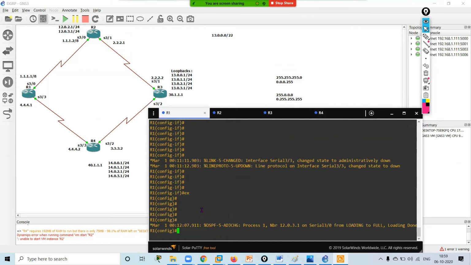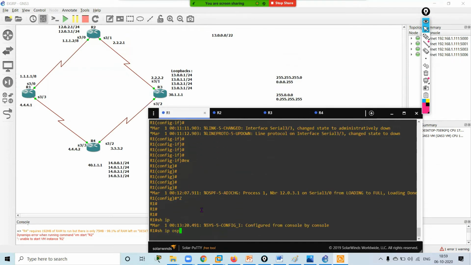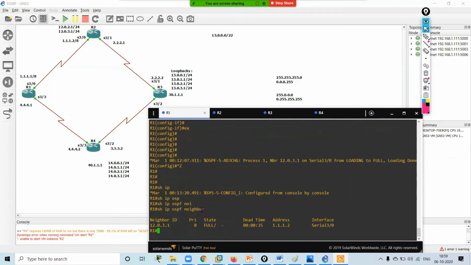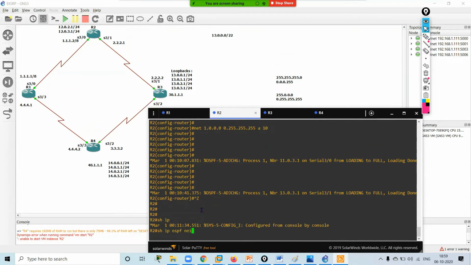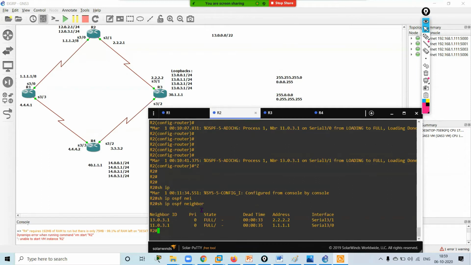Now let me go to R1 and check show ip ospf neighbor. I'll have one neighbor, that is my R2, 12.0.3.1. If I check the neighbors on R2, show ip ospf neighbor, two neighbors, 1 and 3.